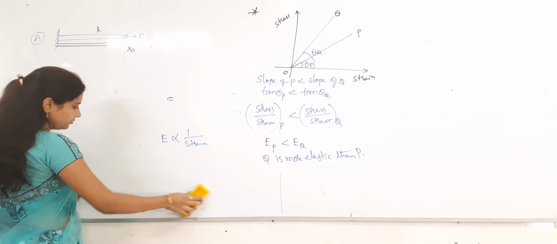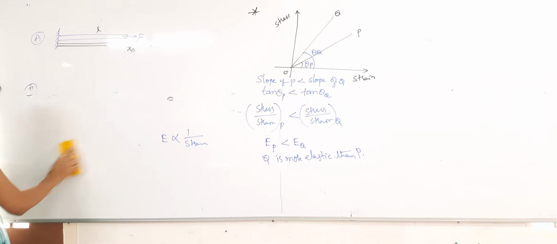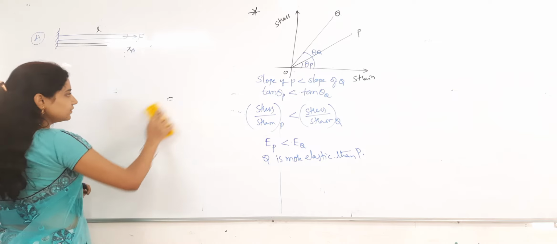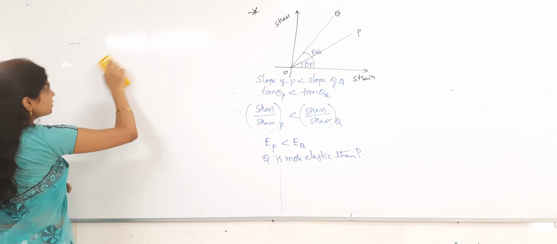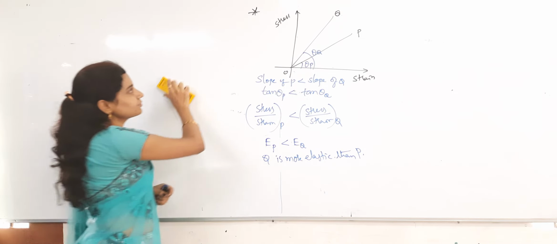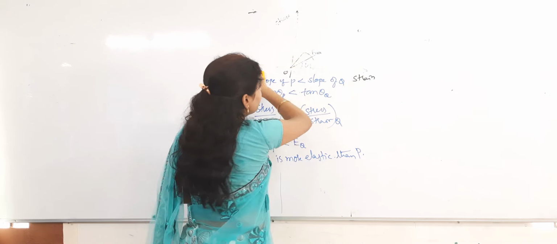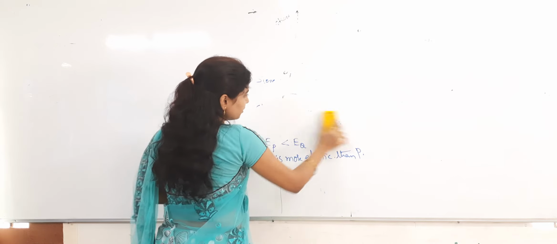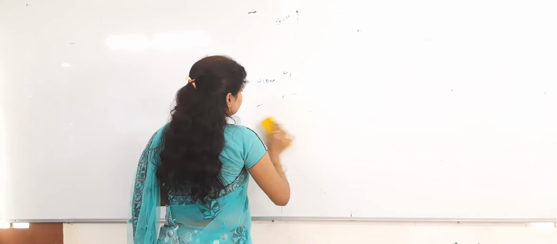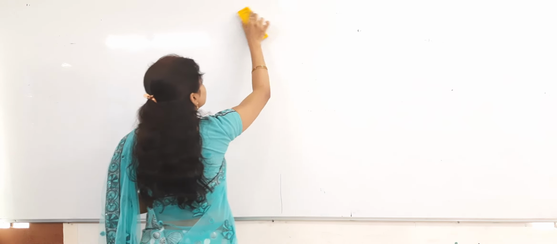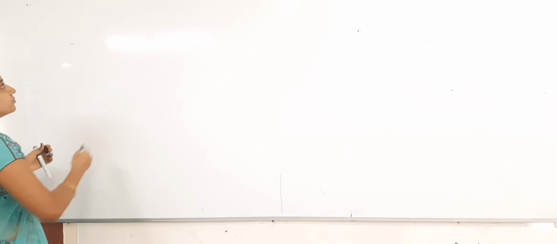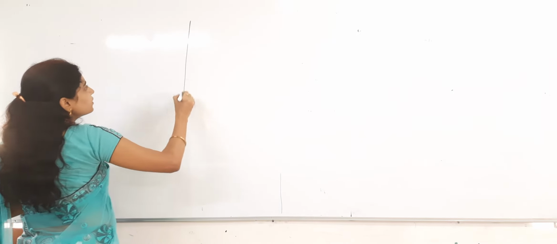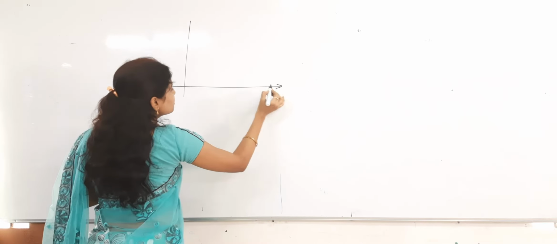Write that: behavior of a wire under gradually increasing load. In bracket, stress strain curve.